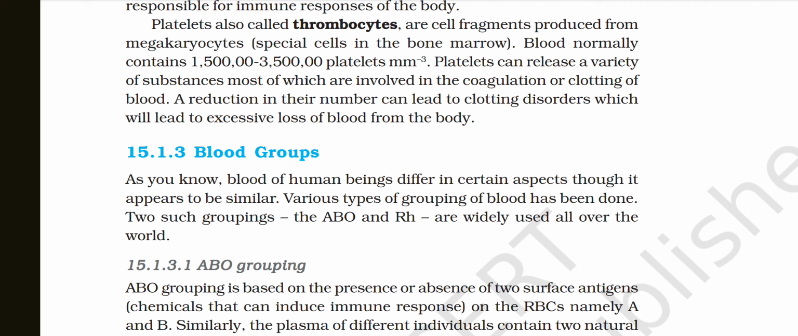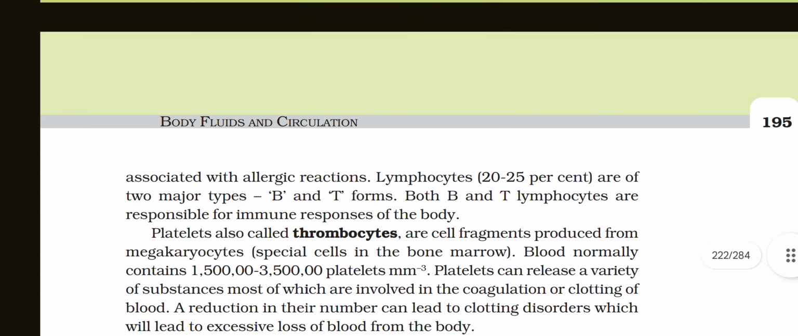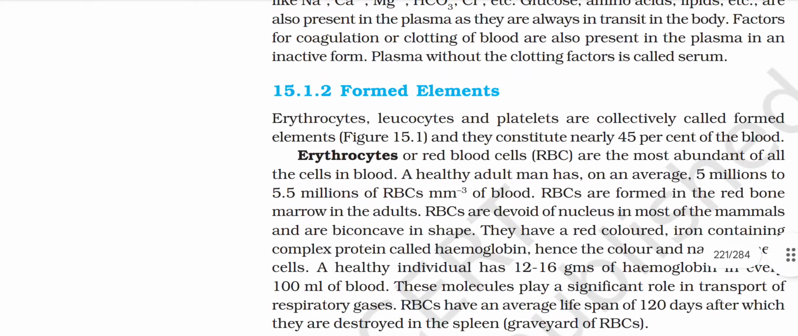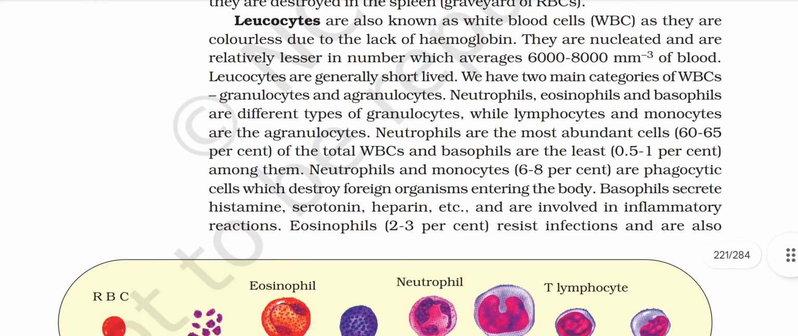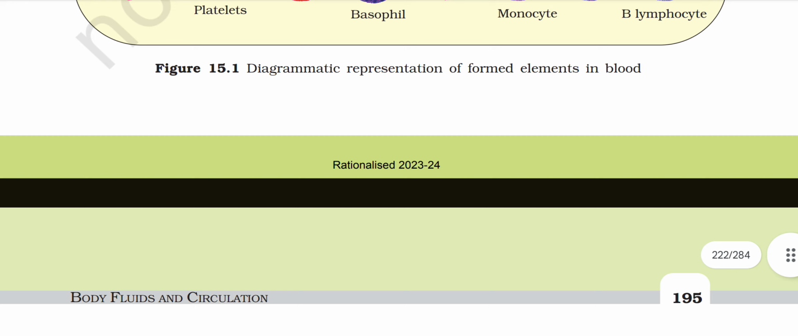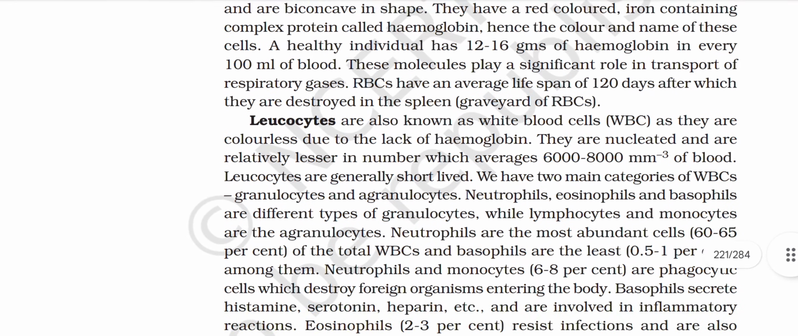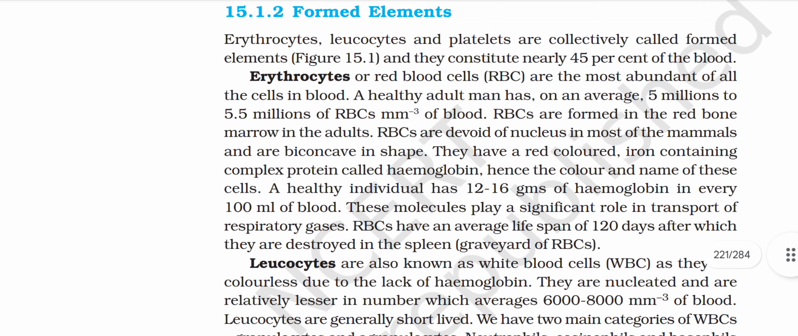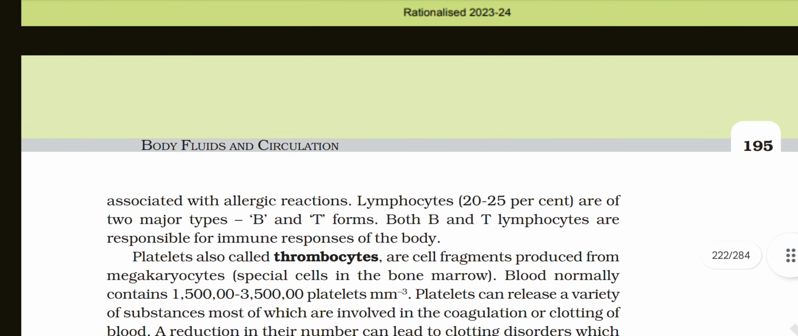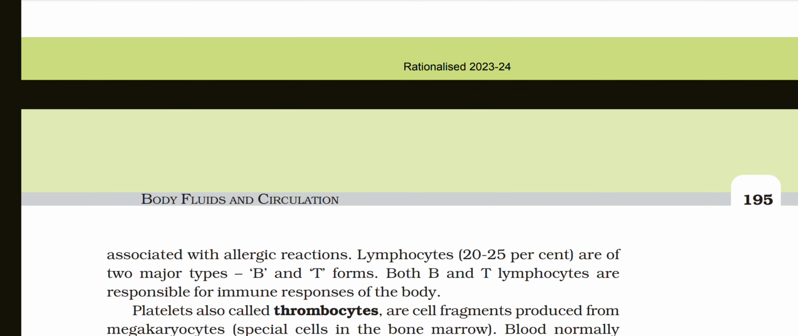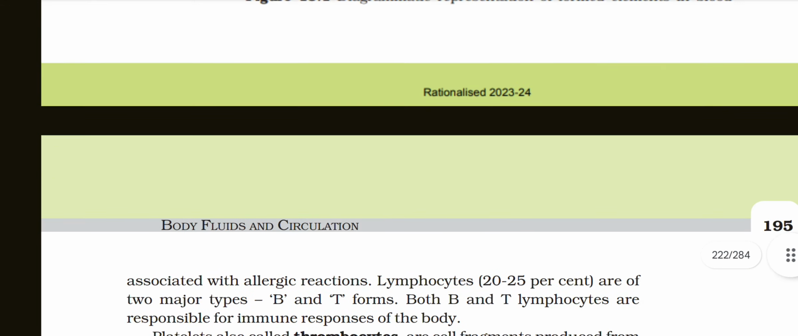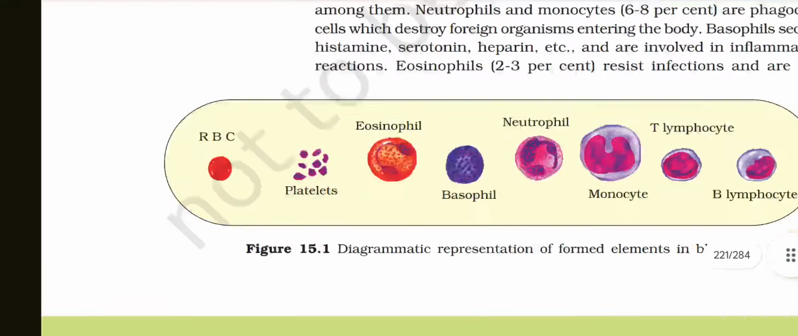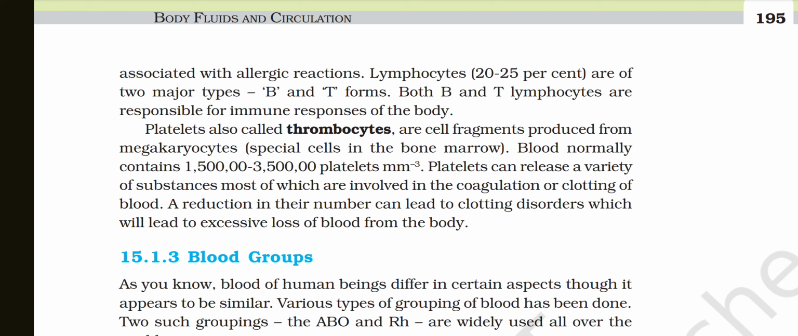This is more than white blood cells. Leukocytes are 6,000 to 8,000 per millimeter cube of blood, and RBC was 5 million to 5.5 million per millimeter cube of blood. Thrombocytes are 1 lakh 50,000 to 3 lakh 50,000 platelets per millimeter cube of the blood.